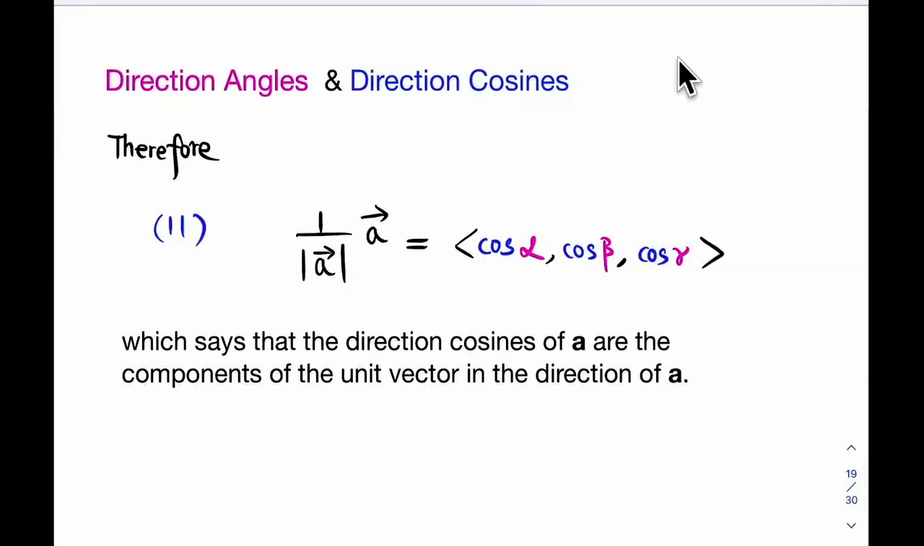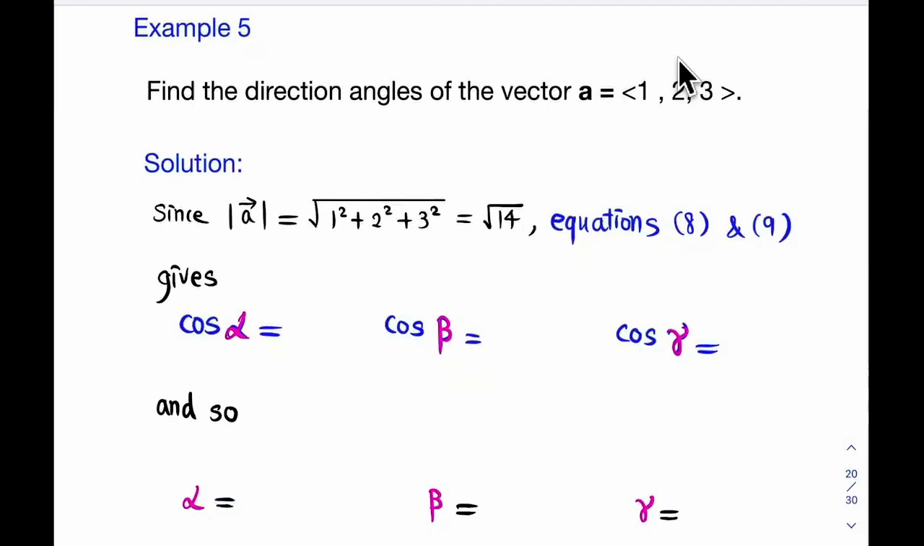Direction angle and direction cosine. So if you take the vector and divide by the magnitude, you get the unit vector. This unit vector is in the same direction as A, but the magnitude will be just 1. Now let's do a simple example to find the direction angle of this vector. How do you find alpha, beta, and gamma? First, let's find the magnitude, and I got square root of 14. Now using this, I can find cosine alpha, beta, and gamma.